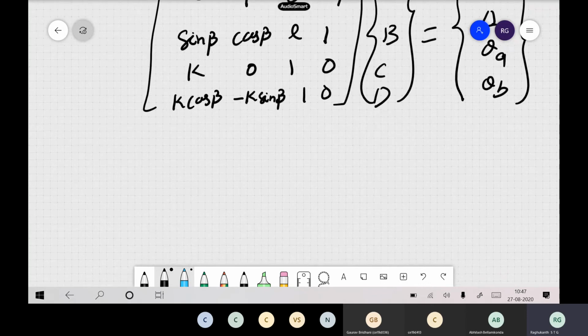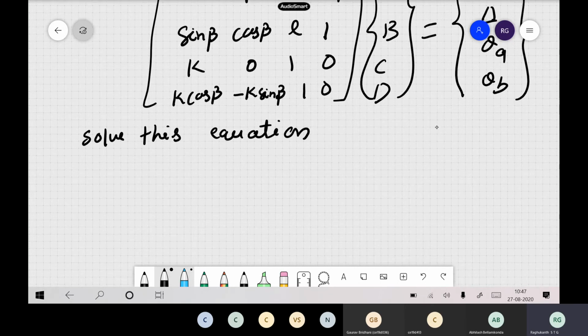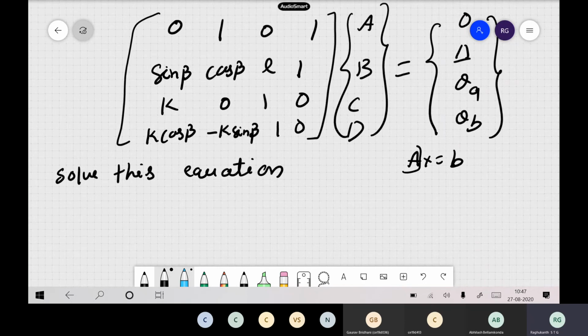So now to find out A, B, C, D, you solve this matrix equation. So here the problem is Ax is equal to B kind of a thing. So now you have to find out the inverse of this matrix. But here the only problem is, you have this 4 by 4.